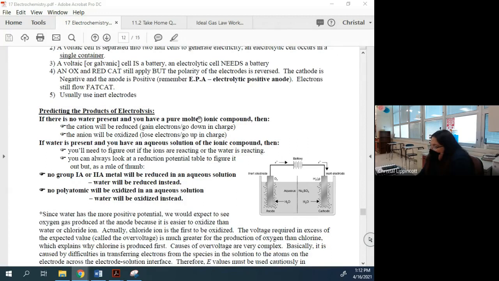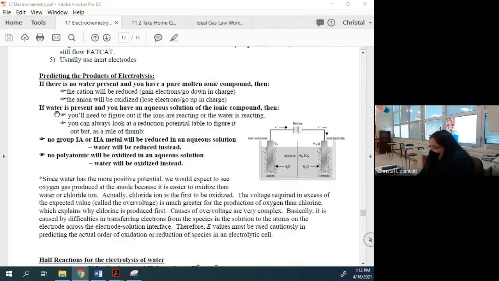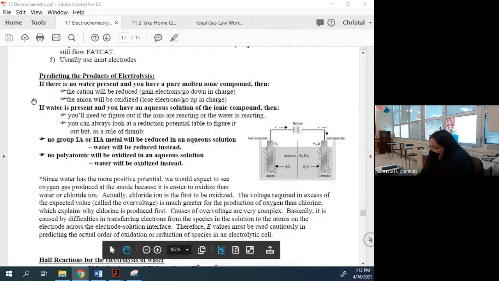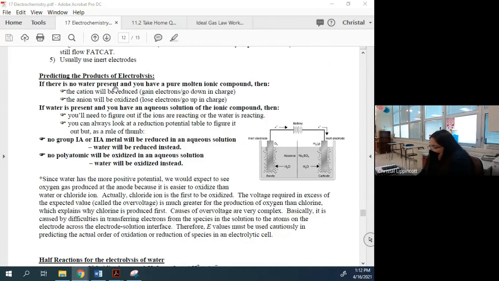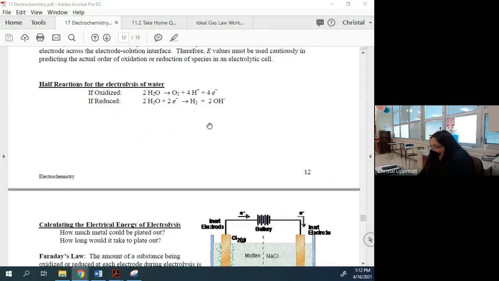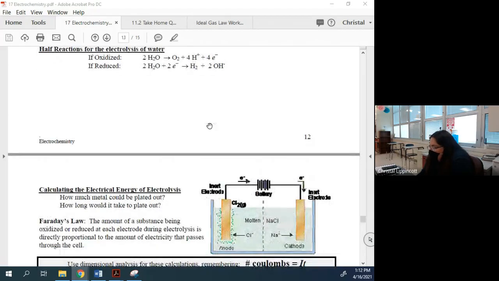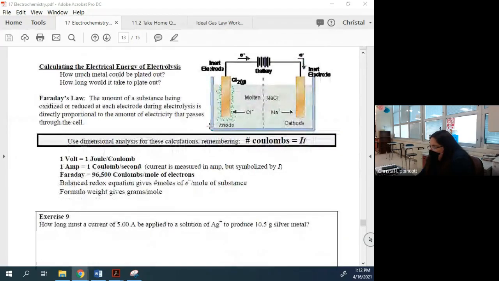All right. I took out this part for you guys because we're not going to have anything that we have to worry about with water. If there's no water present, which is what you're going to be working with, the cation is reduced, the anion is oxidized. These are going to lose electrons and go up in charge, and these will gain electrons and go down in charge. All right, so we're not going to worry about the water part.